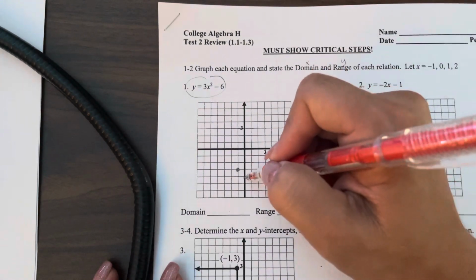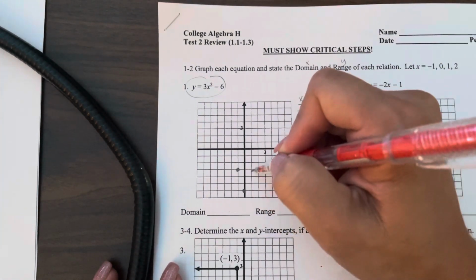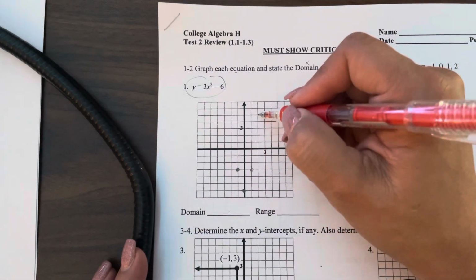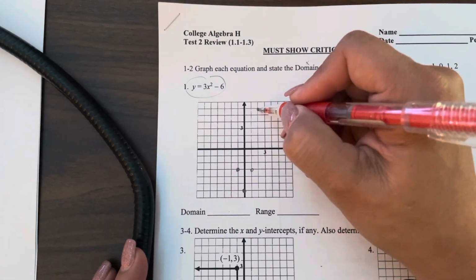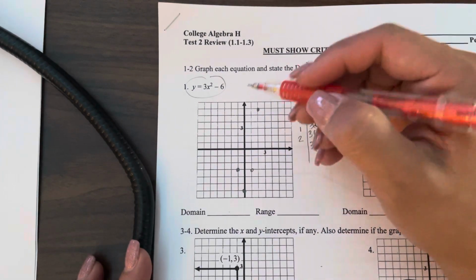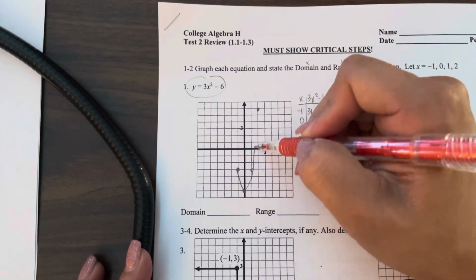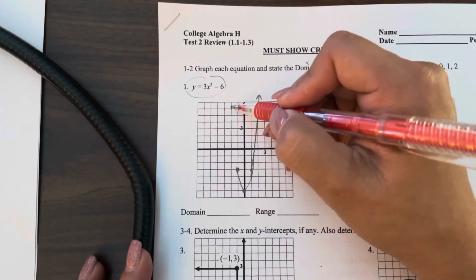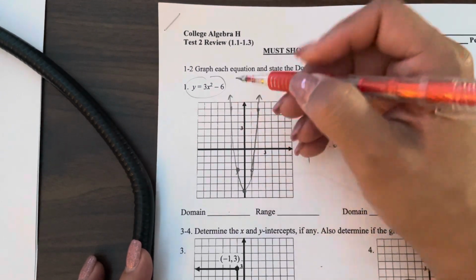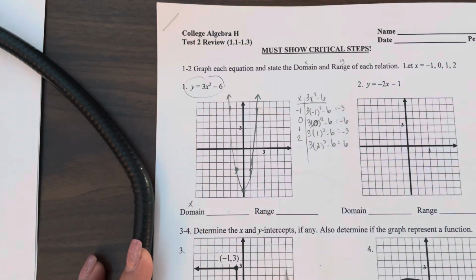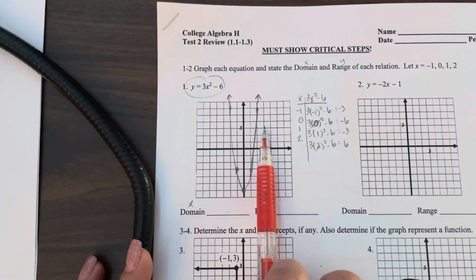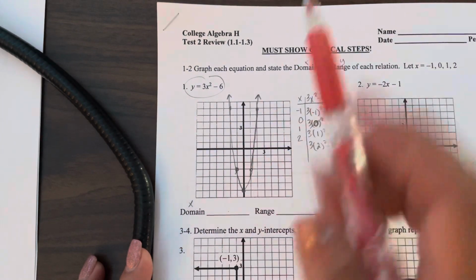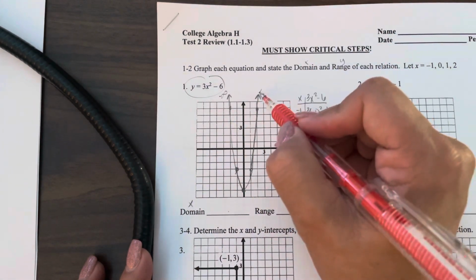0, 1, 2, 3, 4, 5, 6. This way. And then 2, 3, 4, 5, 6. Okay, so yes, we do have only these points, but because they want us to graph the equation, we're going to continue that. So the domain is going to be from left to right. It's an arrow, and then you hit an arrow. So it's from -infinity to +infinity.